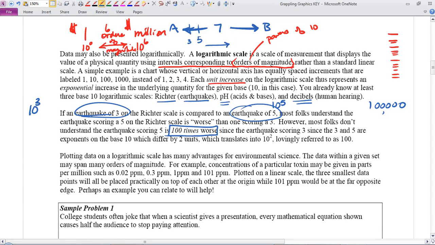Now, why on earth do we care? Why do we want to plot anything logarithmic? Well, you've already seen that earthquakes matter, all right, because the seismic waves are gigantic since they go through our planet. But plotting data on a logarithmic scale has a lot of different advantages. You're going to see it quite a few times throughout the year in different units of study. So the data within a given set may span many orders of magnitude, like I've said. For example, a particular toxin may be given in parts per million.